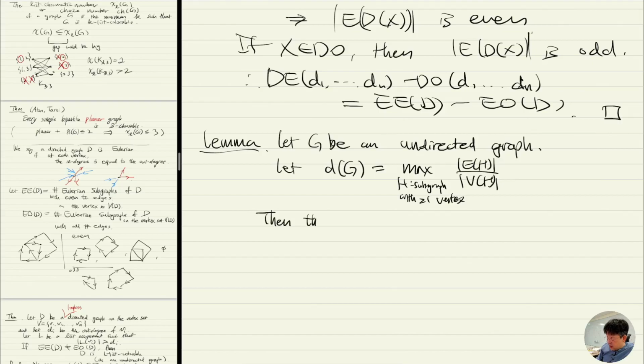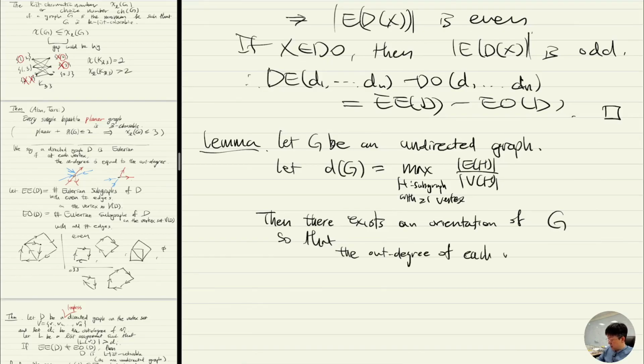Then there exists an orientation of G. So orientation of G means you want to attach a direction to every edge to make a directed graph, so that the out degree of each vertex is at most d of G.